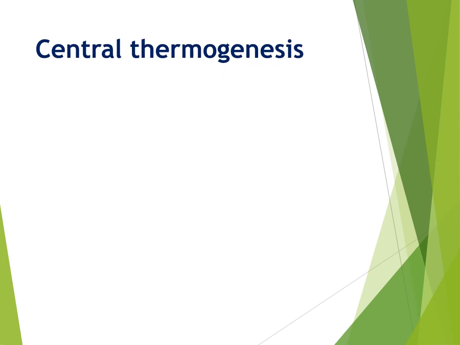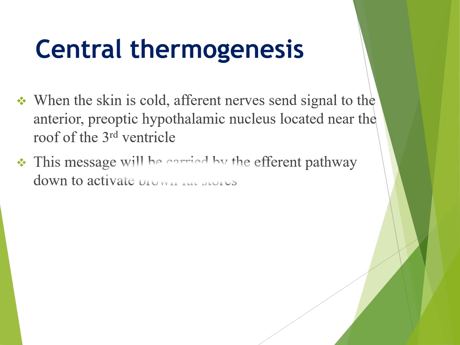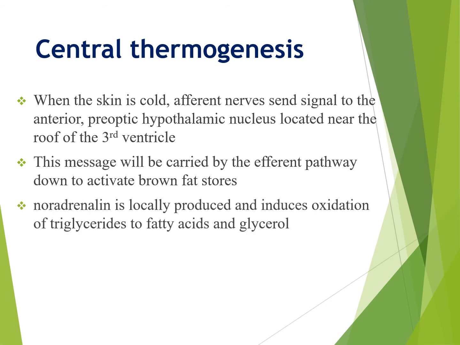The third one is central thermogenesis. When the skin is cold, afferent nerves send a signal to the anterior preoptic hypothalamic nucleus located near the roof of the third ventricle, and this message is carried by the efferent pathway down to activate brown fat stores. Also, noradrenaline is locally produced, and it induces oxidation of triglycerides to fatty acids and glycerol.